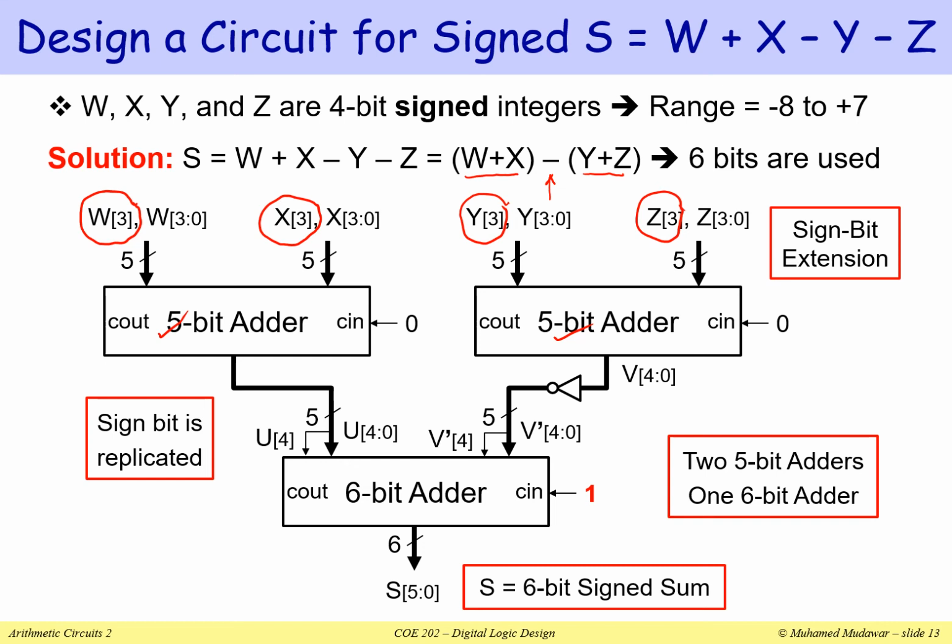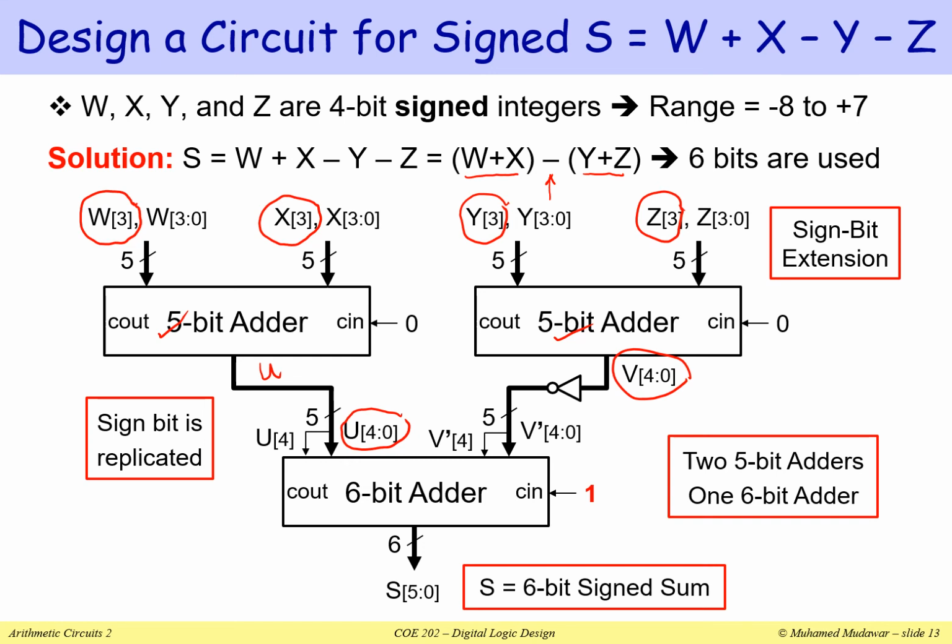I'm calling W plus X by the name U, so the output here is U. And the output here is V. U consists of 5 bits, 4 down to 0, and the same thing for V. V also consists of 5 bits. So these 5-bit adders are going to produce a 5-bit sum, with the bits numbered from 4 down to 0.